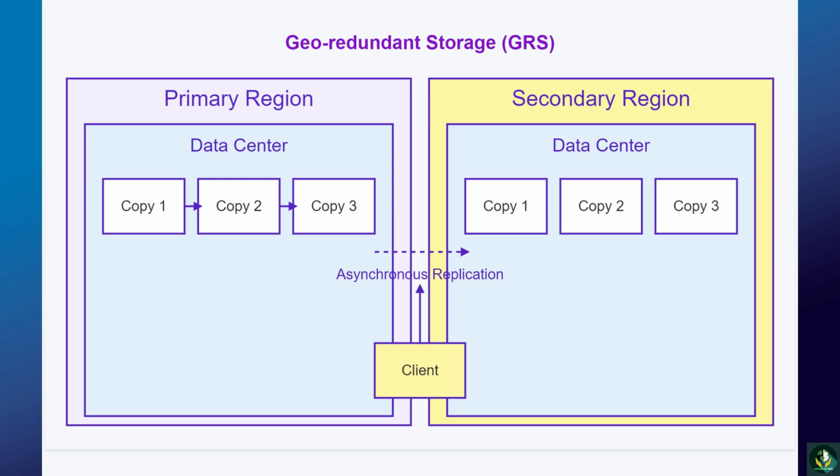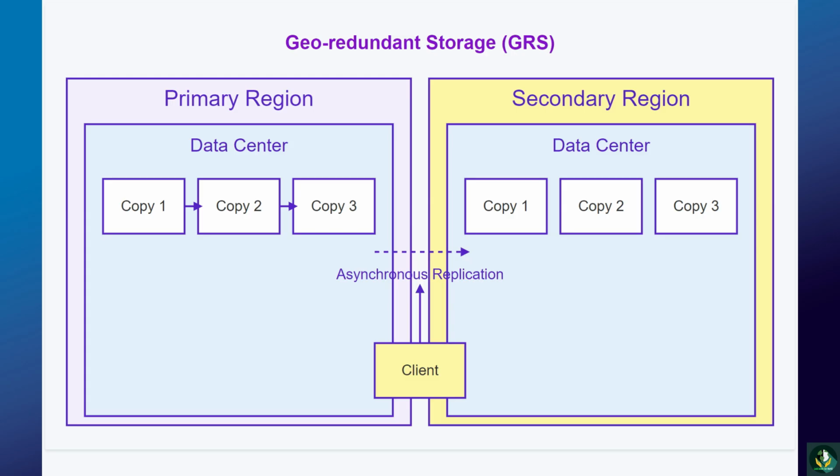Primary region data copies. Inside the primary data center, there are 3 copies of the data. These copies are created synchronously, ensuring immediate consistency across all 3. Synchronous replication. Arrows. The solid arrows between the data copies in the primary region represent synchronous replication, indicating that all copies are updated simultaneously.